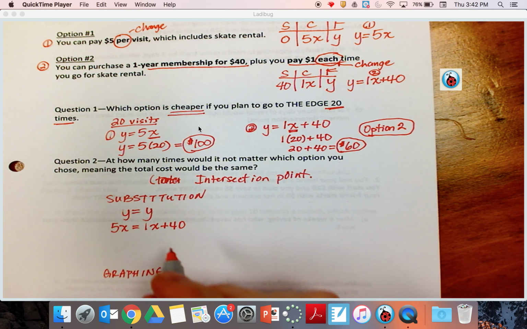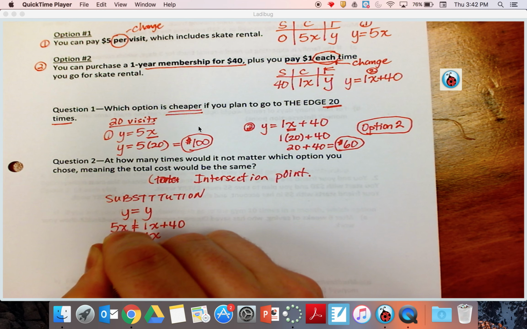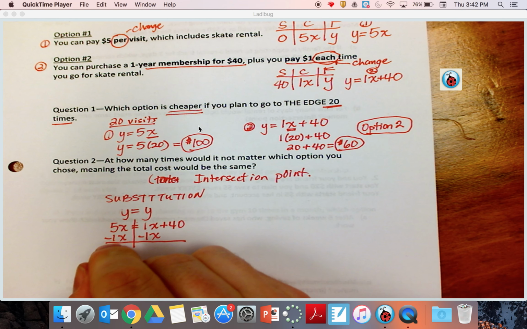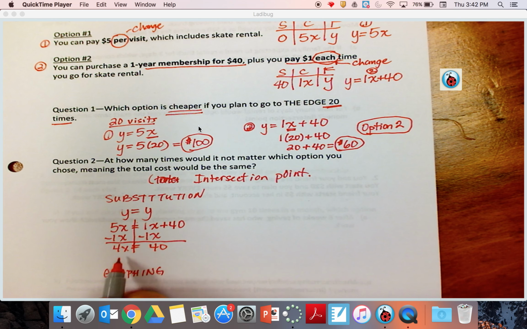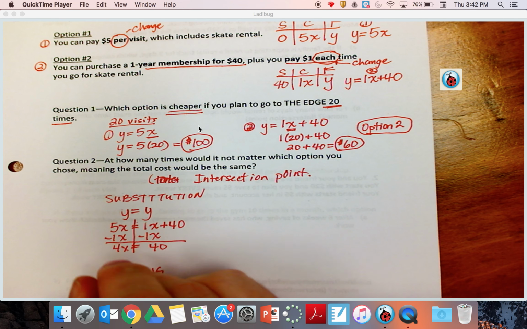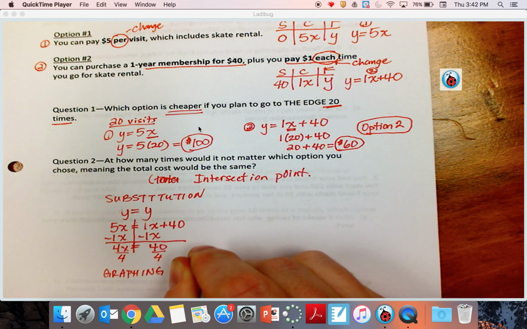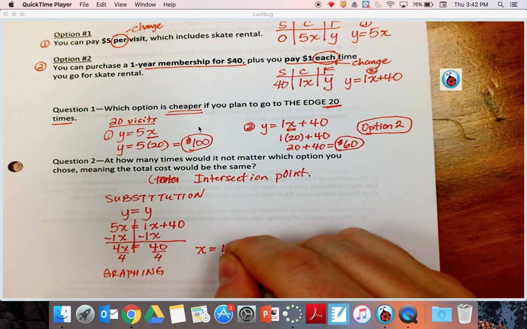So when I solve this equation, I'm going to subtract 1x on both sides to get my x's on one side. See how I've separated my x's now? Because I have 4x equal to 40. X's are on one side, numbers are on the other. Then I can divide by 4 because that's times, so it gives me x equals 10. That means 10 visits.